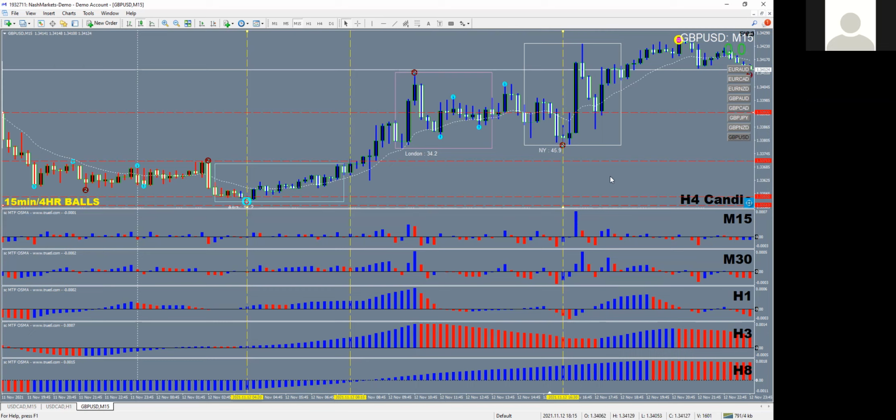You already determined your direction. If it's not matching in direction, it's going sideways. It's in a range because the H3 is red and the H8 is blue. You already know you're in a range, so you can draw your box in there. And until it breaks that box, if you're doing breakout trades, you don't have a trade.